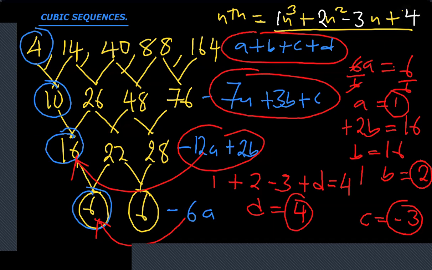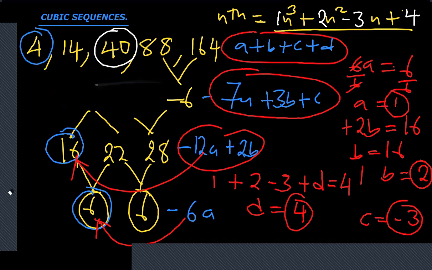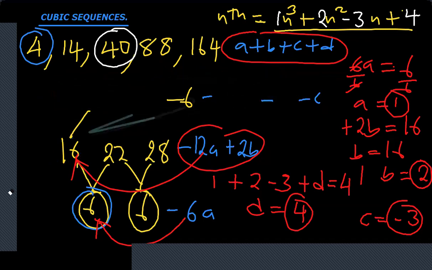So it means the nth term formula for this particular cubic sequence would be n cubed plus 2n squared minus 3n plus 4. Now let's do a quick test to check if our nth term formula is correct. We're going to try getting the third term. If you don't get 40, then it means our nth term formula is not correct. Let's see. So I'm going to rub this.